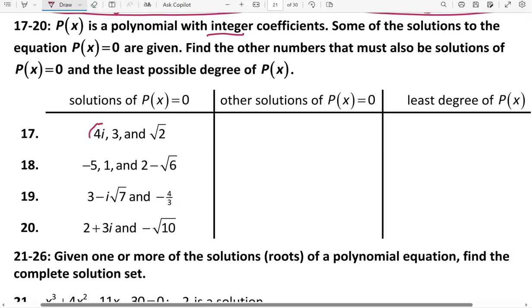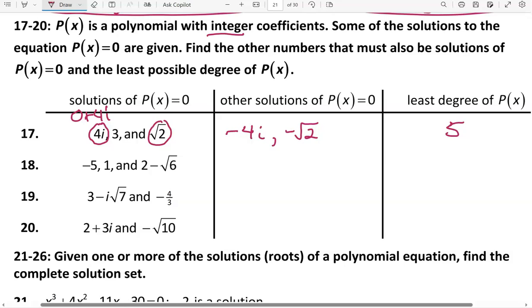So in 17, we have one non-real solution, and if we put this in a plus bi form, that's 0 plus 4i. The conjugate pair must also be a solution, so negative 4i will also be a solution. 3 is a rational number, so it will not have a conjugate pair. The square root of 2 is irrational, so the conjugate pair, negative square root of 2, must also be a solution. Now we have a total of 5 solutions, so the least possible degree of p of x must be 5.